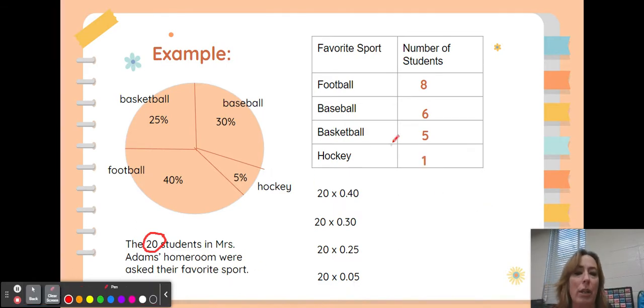Now, here's what I need you to understand. Remember we talked about the circle is a whole and has to add up to 100%, correct? And each part has its own. But 100% in this case would be 20. So 8 plus 6 is 14, plus 5 is 19, plus 1 equals the 20 students. So in the end, whatever the whole amount was, that has to add up to it. Okay, let's try another one.